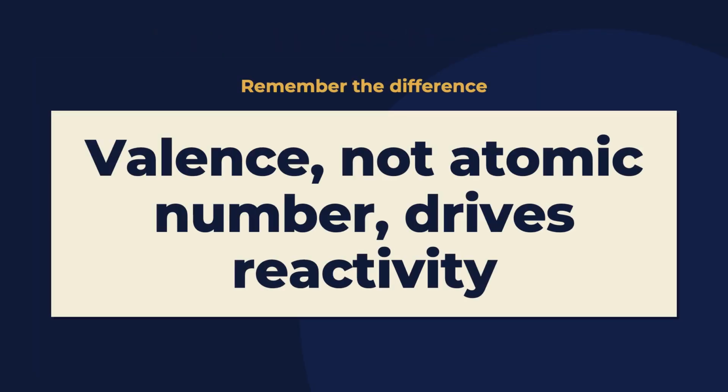Oxygen, carbon, hydrogen, and nitrogen dominate biology because their valence configurations make them versatile bonding partners, not because they're abundant. And when a question tests this, remember, atomic number counts all the electrons, but valence counts only the outermost ones. And it's valence that decides reactivity.